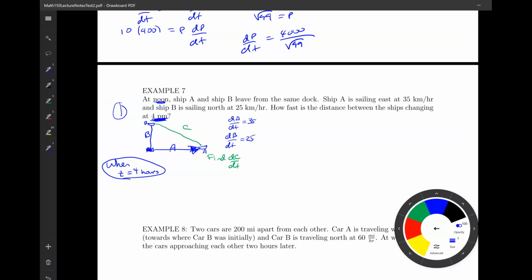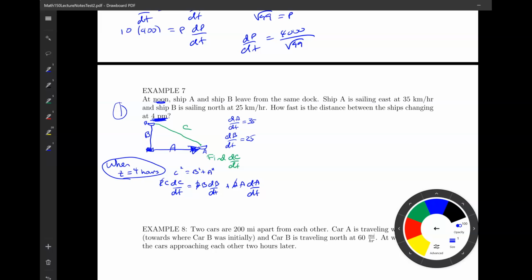All right. So my equation, I can see Pythagorean theorem again. C squared equals B squared plus A squared. And let's do it. So 2C dC/dt equals 2B dB/dt plus 2A dA/dt. I'm going to encourage you to get rid of the 2's. And let's start figuring out what's happening.